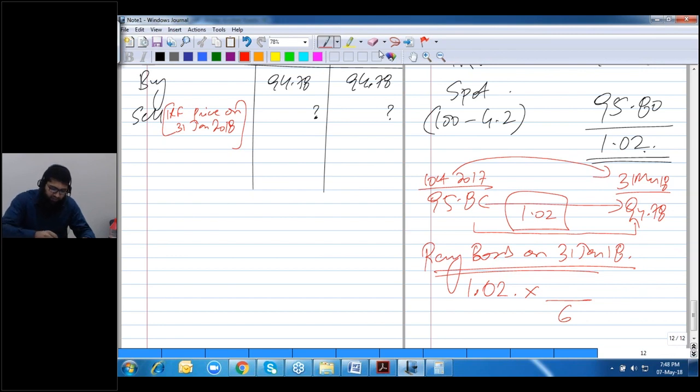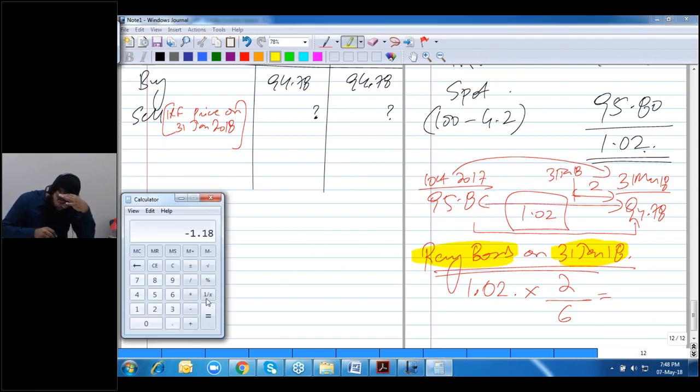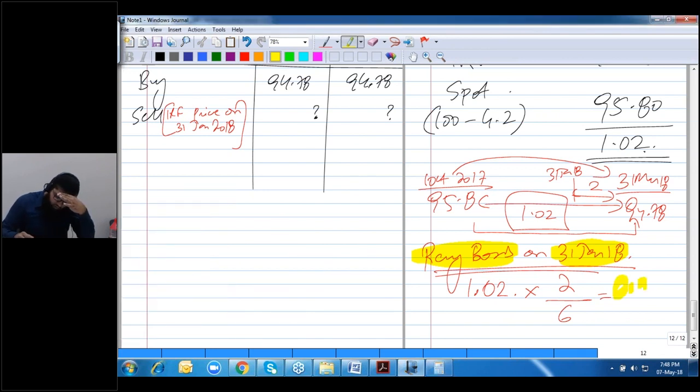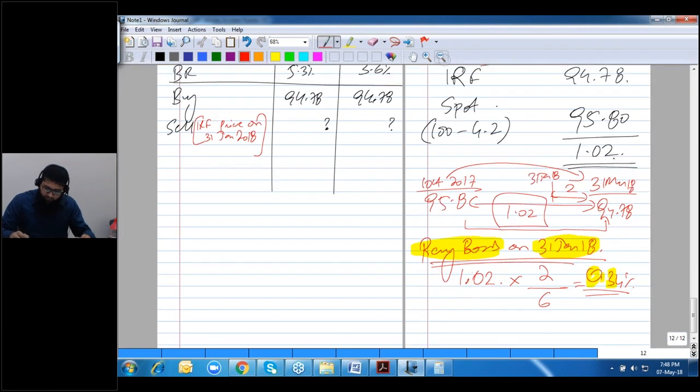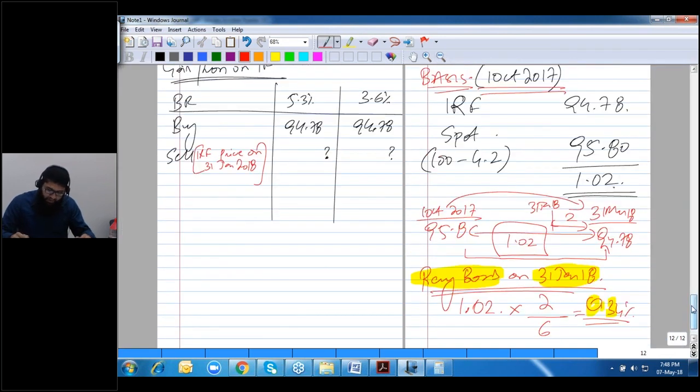Okay, but if I say that on 31st January 2018, what is actually going to be happening? We are going to be standing here at 31st January 2018. So the difference of 2 months would prevail. So the remaining basis is going to be 1.02 into 2 divided by 6. So this is actually going to be 0.34. How much is it going to be? 0.34%. Okay. Please reconfirm if you are able to get this, then I can actually move forward.